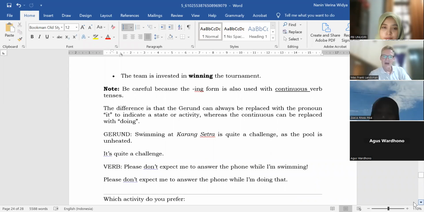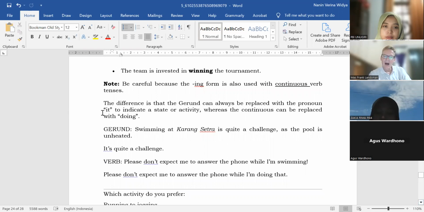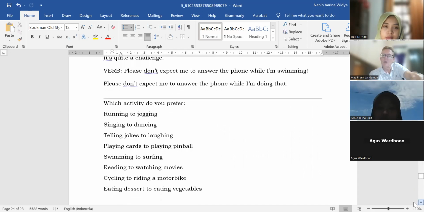So here, the difference is that the gerund can always be replaced with the pronoun it. I like playing guitar, I like it, to indicate a state or activity. Whereas, sedangkan, the continuous can be replaced with doing. Yeah, I was swimming yesterday, I was doing that. Okay? Swimming at Karangsetra is quite a challenge as the pool is unheated, for instance. It's quite a challenge. As a verb, don't expect me to answer the phone while I'm swimming. Sedang berenang. Okay? So that means please don't expect me to answer the phone while I'm doing that.